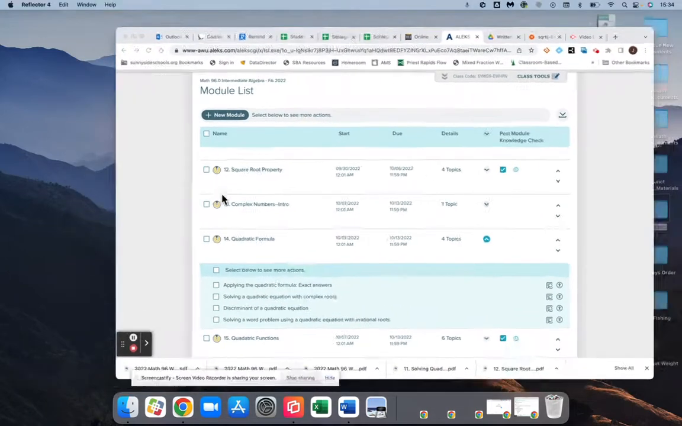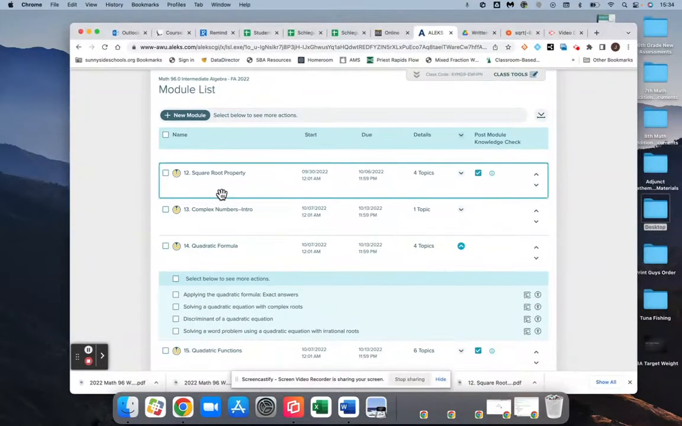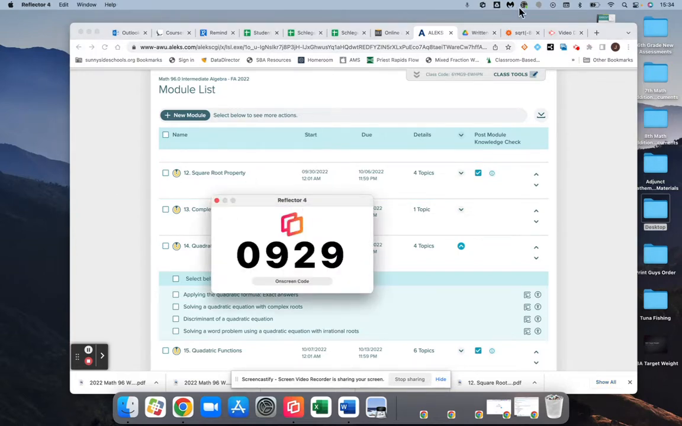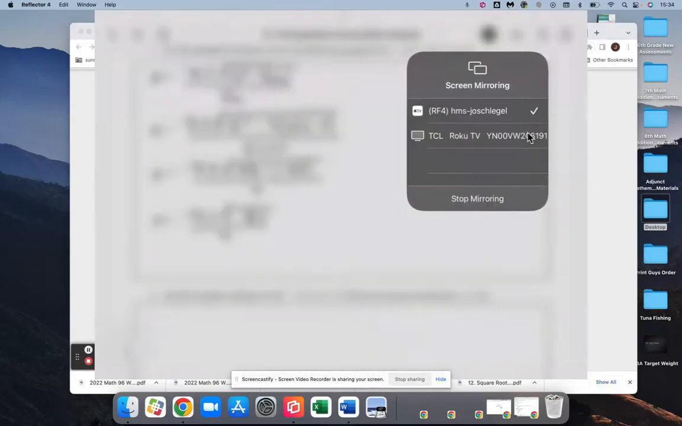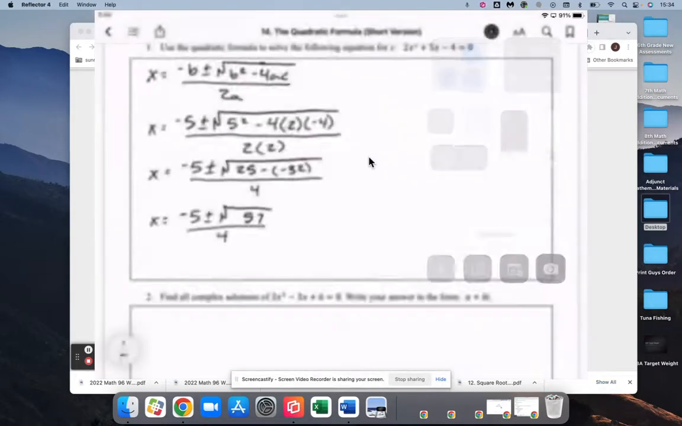And I don't know why my iPad disappeared. Let's see if we can get it back really fast. That's going to take a second, so there it is. Okay, I was going to pause the video.